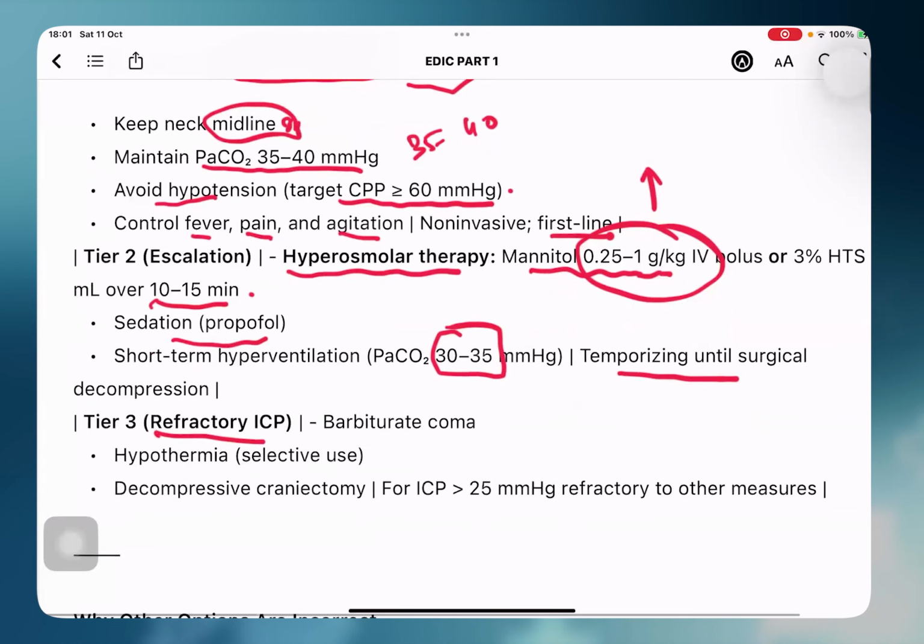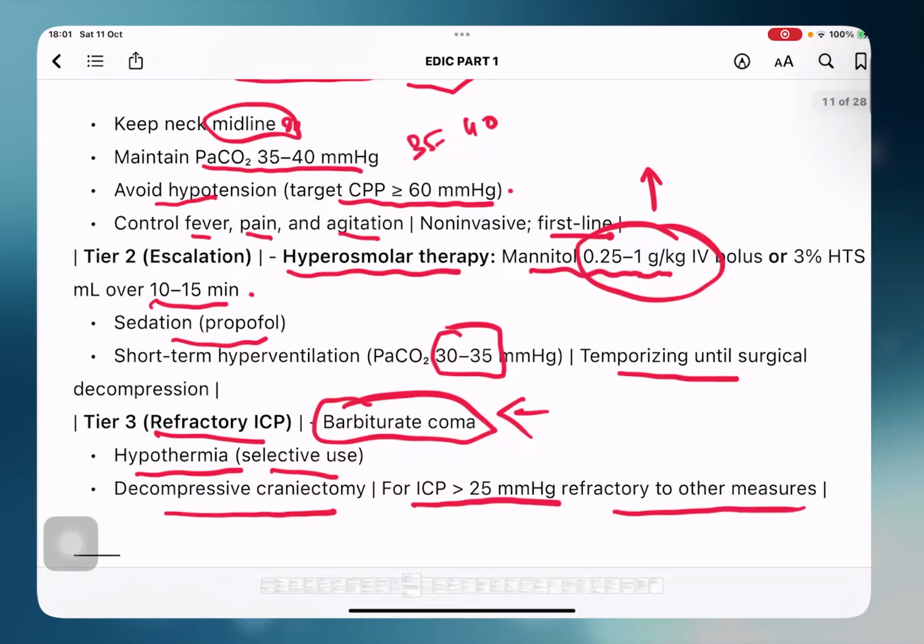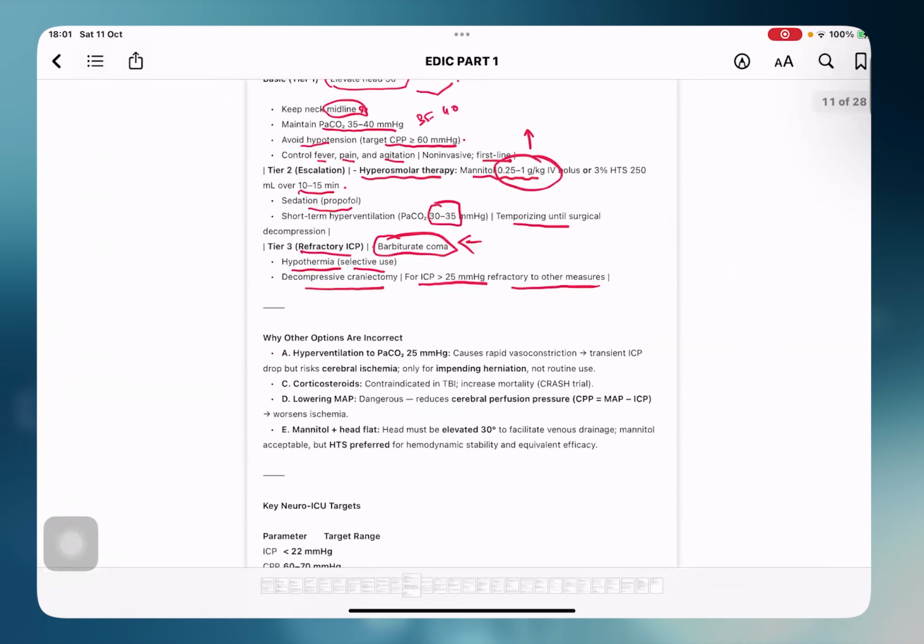Tier 3, that is refractory ICP. Nothing is working, so you induce a barbiturate coma. You don't want the brain to utilize any oxygen. Then you use hypothermia selectively, specifically after a cardiac arrest happening in the event of a roadside accident. Then immediately perform a decompressive craniotomy if the ICP is more than 25 and not responding to any other measures.